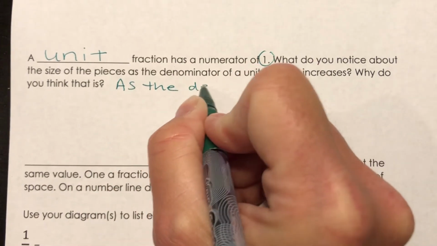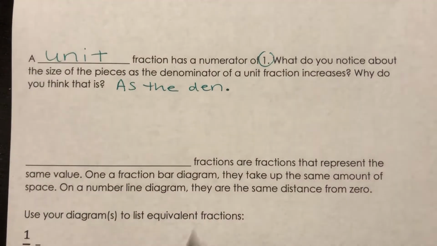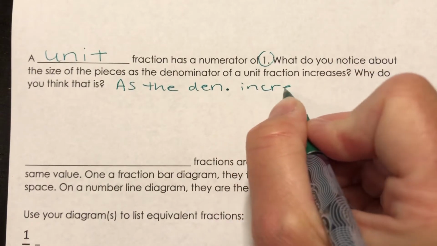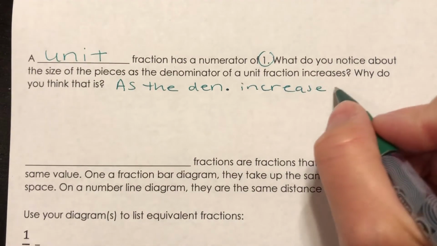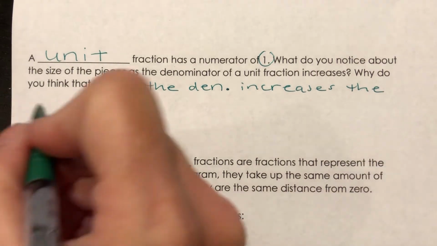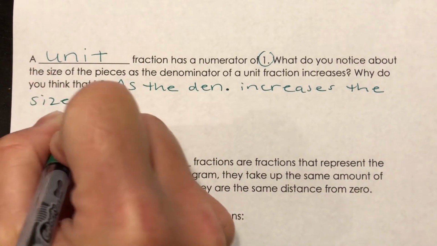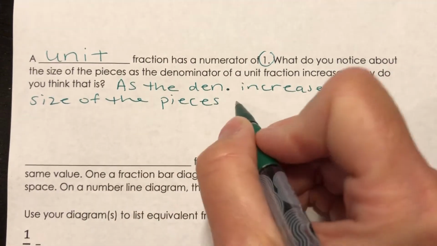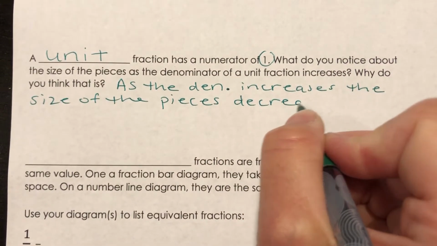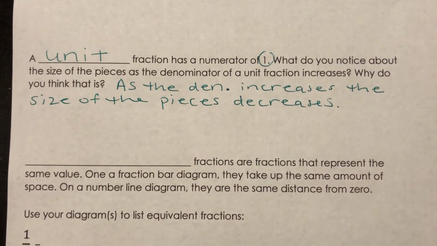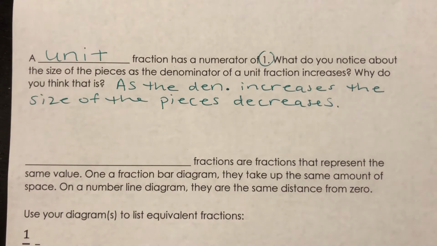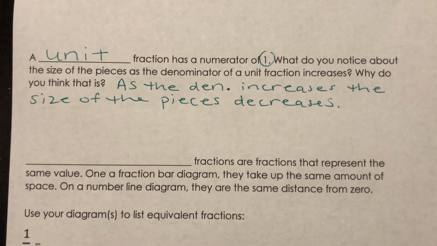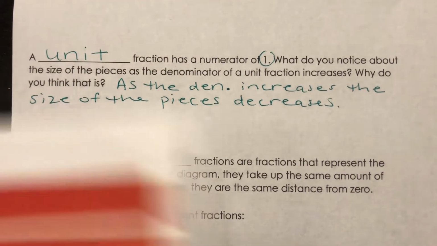As the denominator, I'm just gonna write DEN with a little period and abbreviate it, increases, the size of the pieces decreases, gets smaller. And I asked the question, why do you think that is? So maybe pause and take a moment to try to think about, why do you think that as a number would get larger, that the pieces would get smaller? Press play when you're ready.